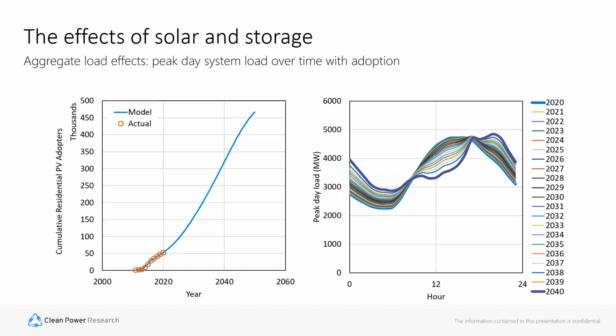So the actual adoption is down there in the orange circles, and the model is in blue, and we're just seeing what happens to that same peak day load as those adopters increase. There's a blue line that's kind of hard to see because it's obscured by the other lines, but it's very low in the morning and high in the afternoon. This is a summer day. And then once we get to 2040, hundreds of thousands of adopters, that line has changed significantly. The midday peak has dropped, and now we've got a ramp rate in the afternoon that's much higher.